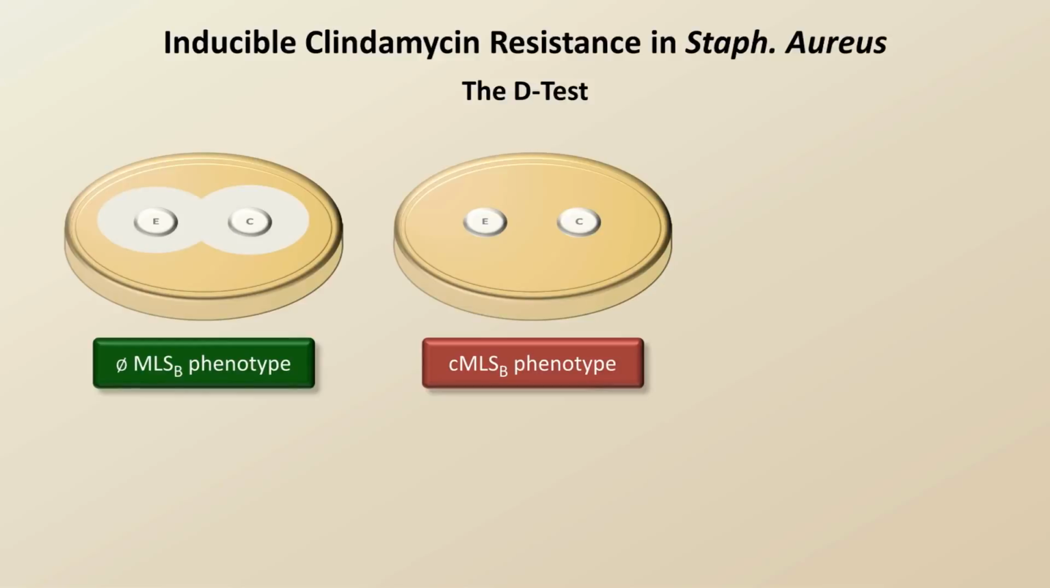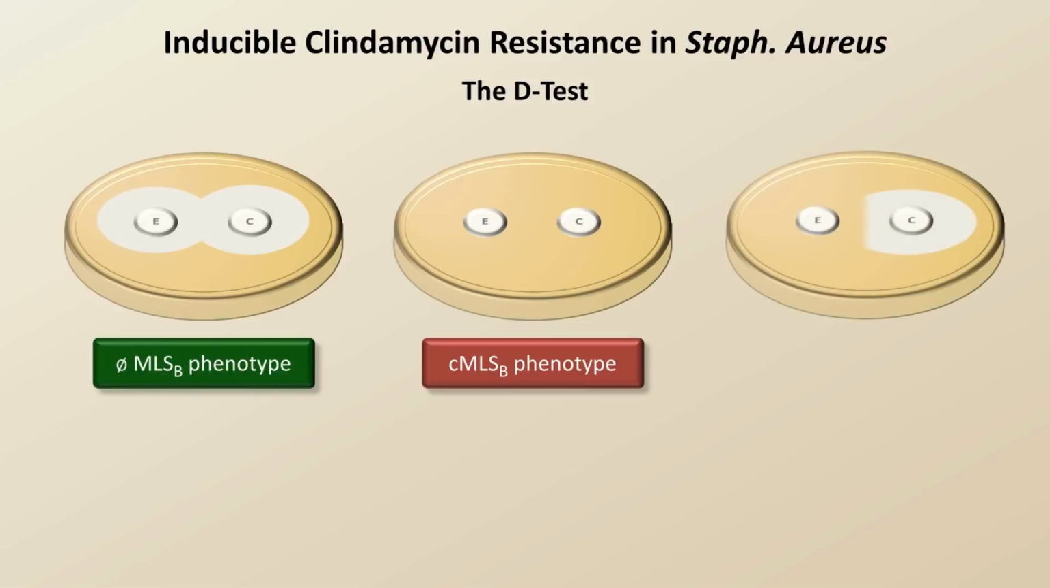Finally, in the last outcome, there is a circle of clearance around the clindamycin disc, but not the erythromycin disc, and the side of the clearance circle closest to the erythromycin is blunted, such that it looks like a letter D from above. This is evidence of the inducible phenotype.